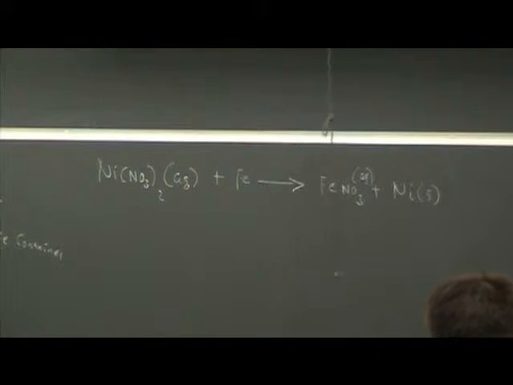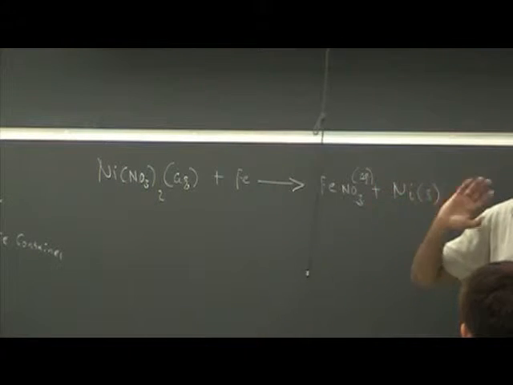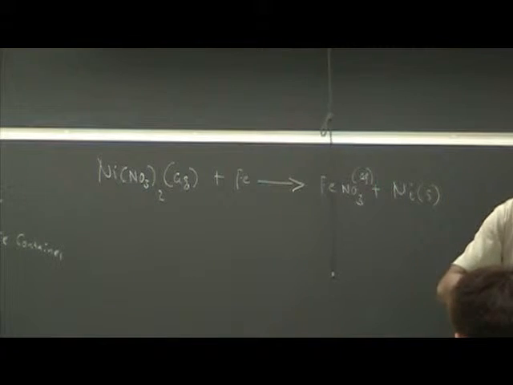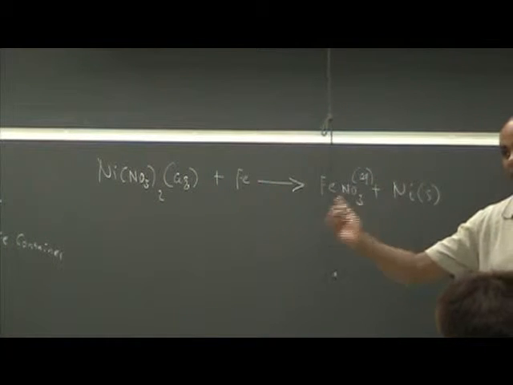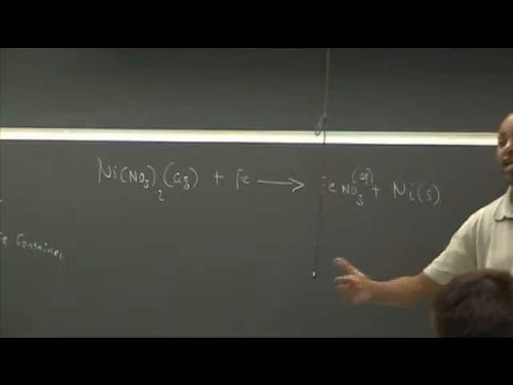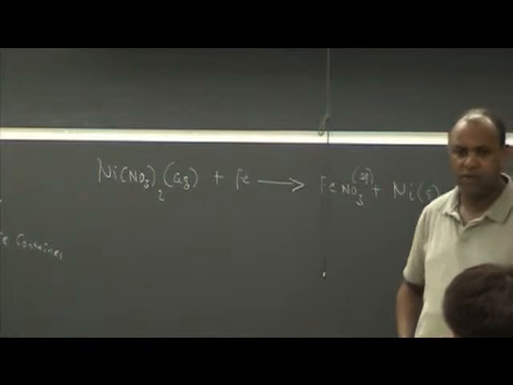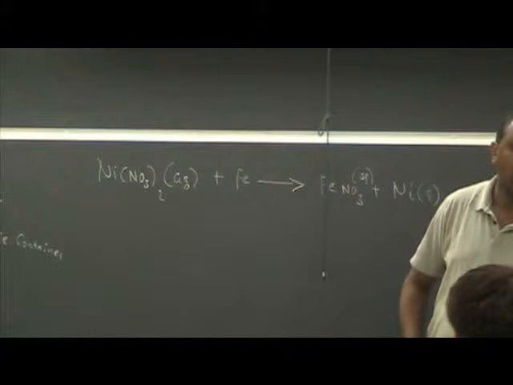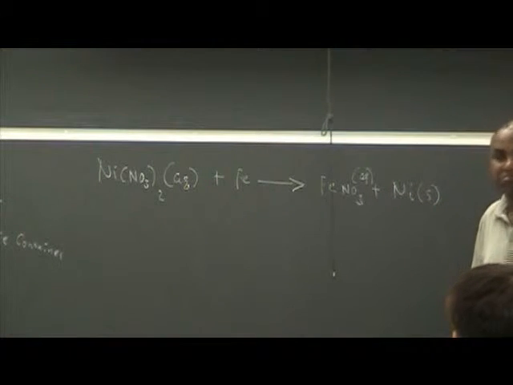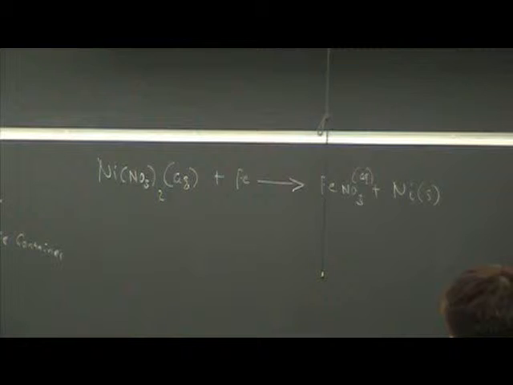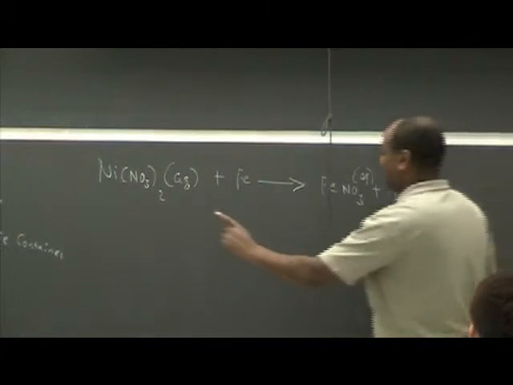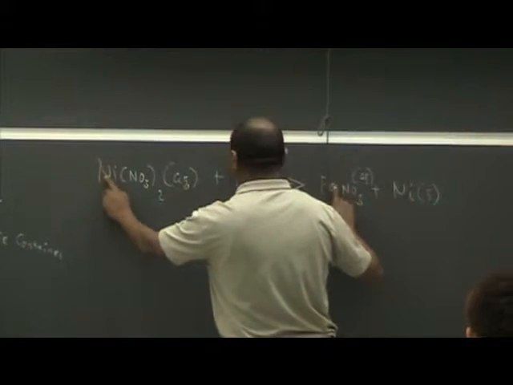Now, earlier I said that if you have metals and non-metals, there's no ambiguity, there's no confusion. Metal is oxidized. Non-metal is reduced. Because oxidation always means loss of electrons. Metals technically lose electrons, right? Reduction means gain of electrons. Non-metals always gain electrons. Period. Right? So the problem is, for example, we have a situation here, metal versus metal.